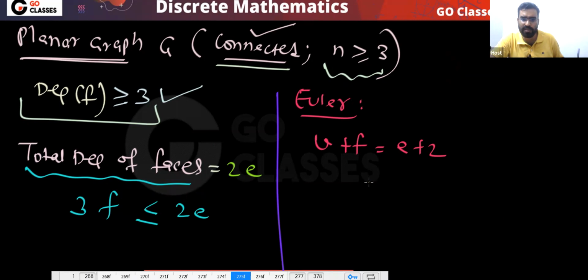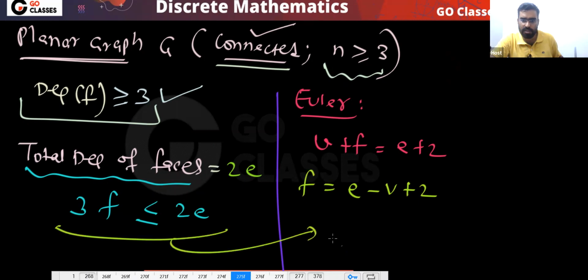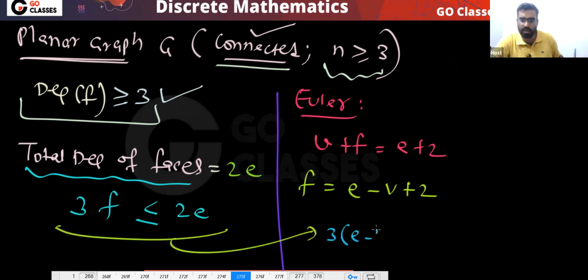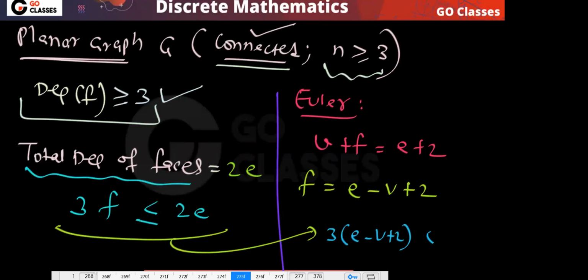So what you do is put it in, and we want a relation between v and e. So you replace this f. From the formula, f is e minus v plus 2. Now you put this f here. So what will you get? You will get 3 times this, less than or equal to 2e.